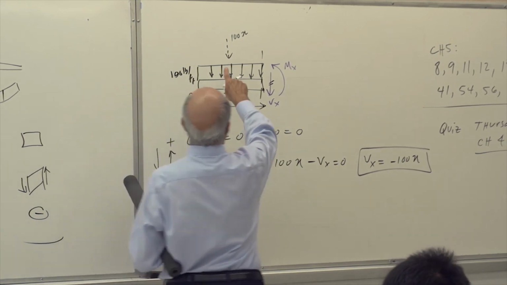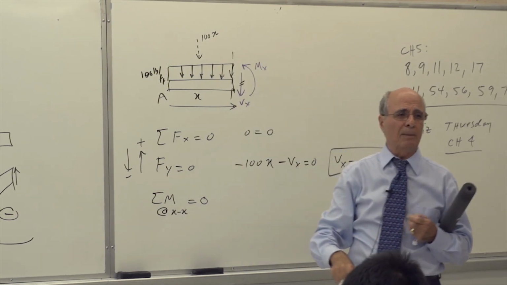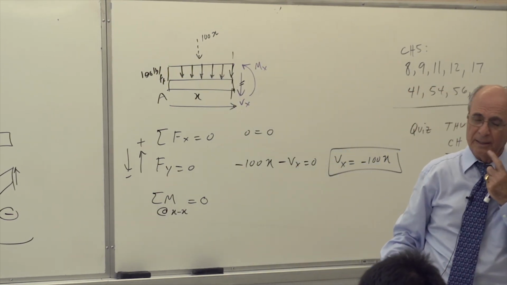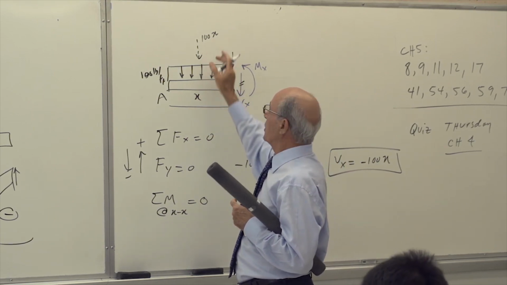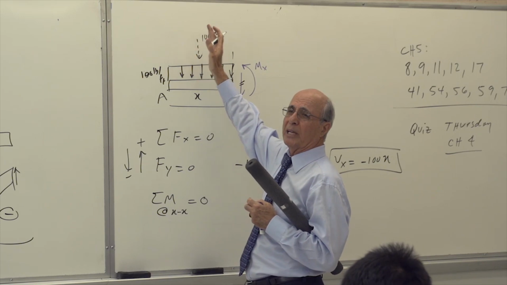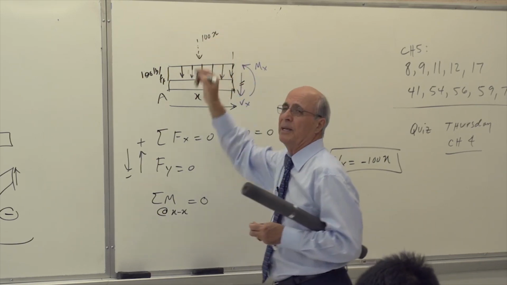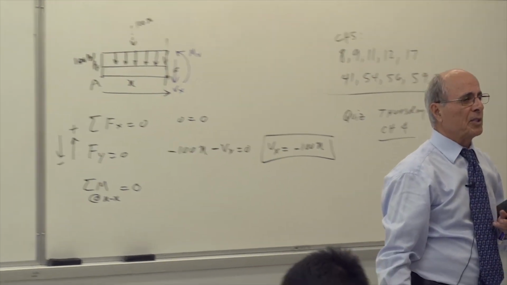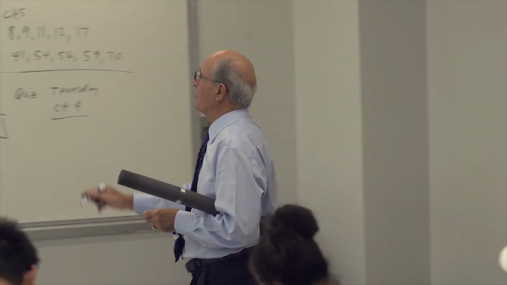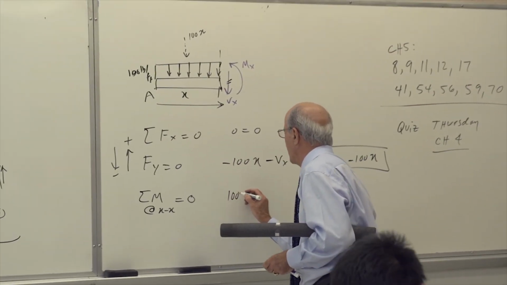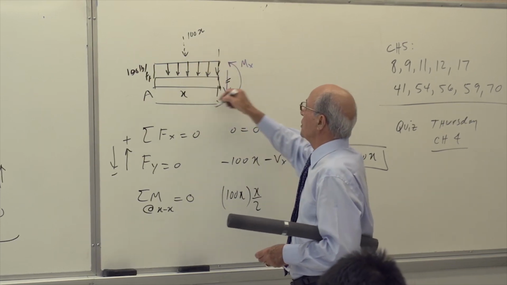Then how much moment does this give me? 100x times this distance. What's that distance? 100x times? Come on, guys. If this is x, what is this? This is x over 2, because this is a rectangular shape. I put the load at the middle of it. You know that from statics. If this is a rectangular shape, you put the load at the middle of the rectangle, which is at x over 2. Is that correct or not? So the moment of that one is 100x, that's the force itself, multiplied by what? x over 2. Is it plus or minus?